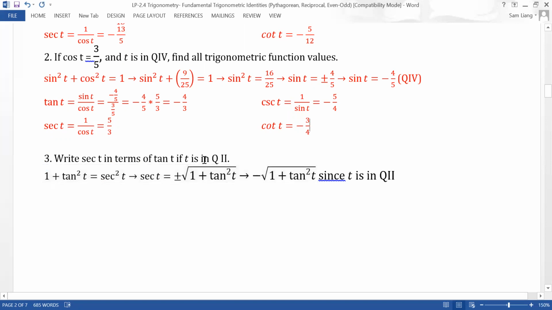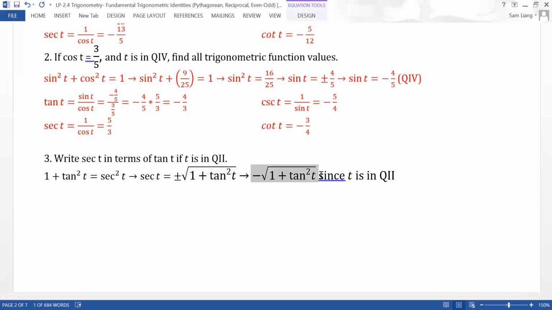We get that. But we know that t is in quadrant 2, right? And secant, we know that's negative in quadrant 2, because only sine and cosecant are positive in quadrant 2. So we're going to choose the negative option. So negative square root of 1 plus tan squared t, since t is in quadrant 2. All right, and this is your final answer right here.